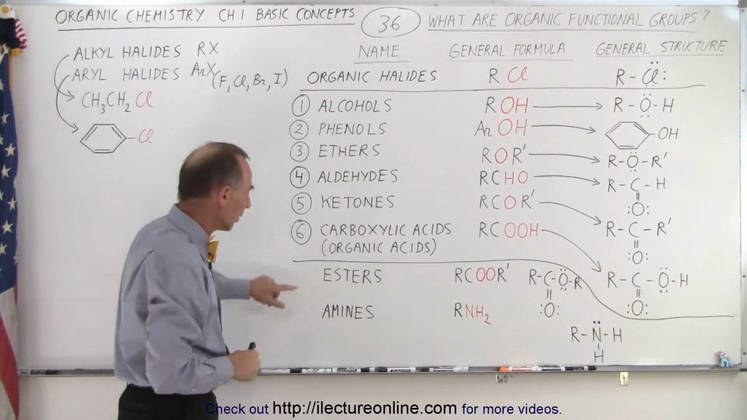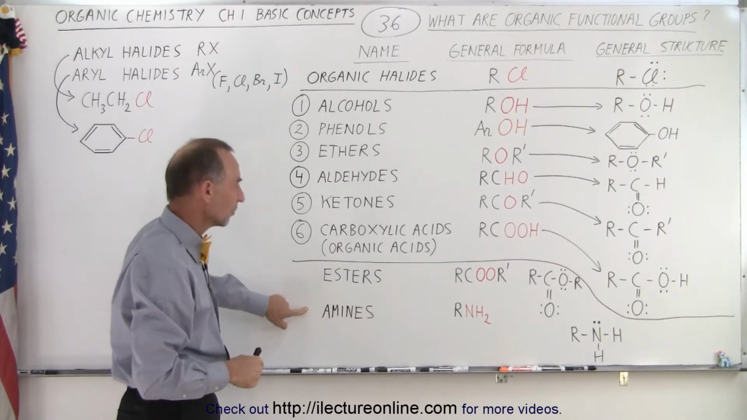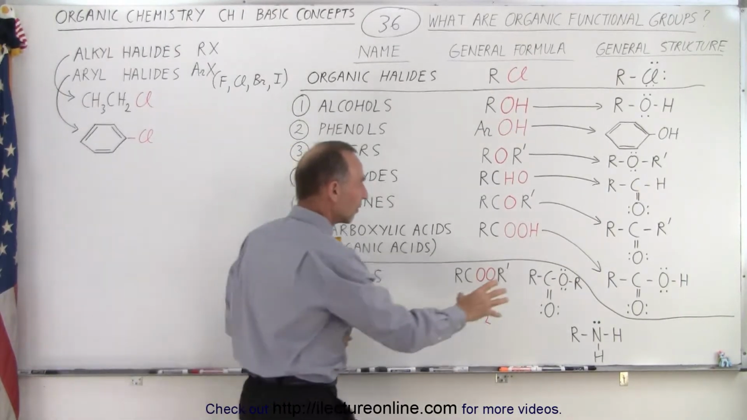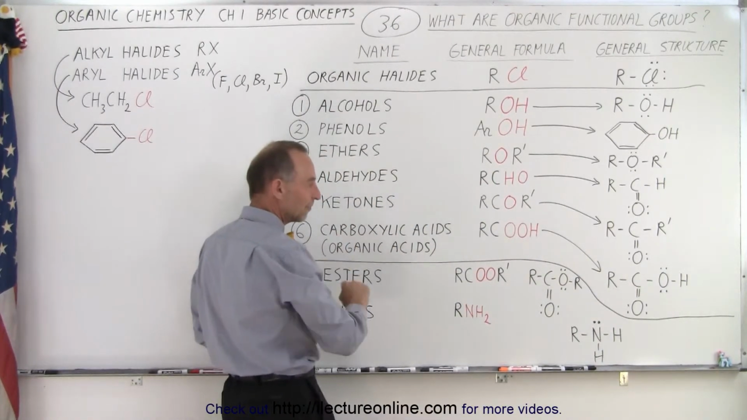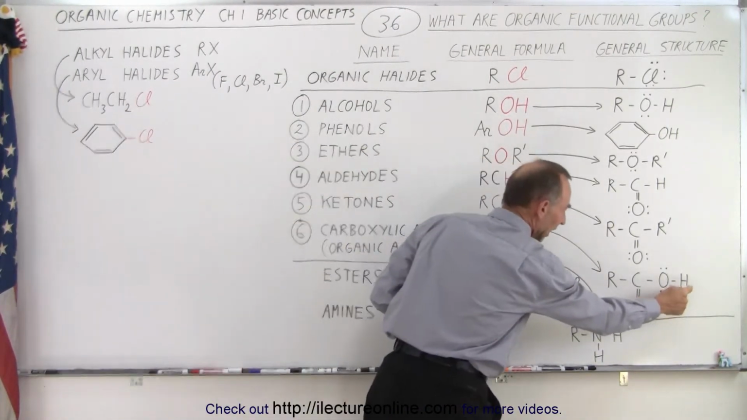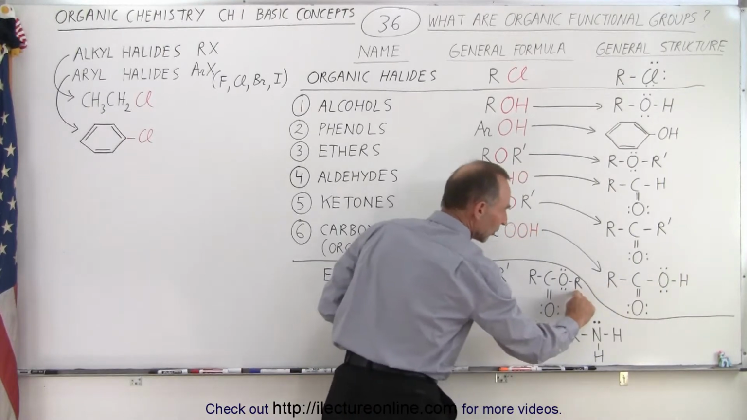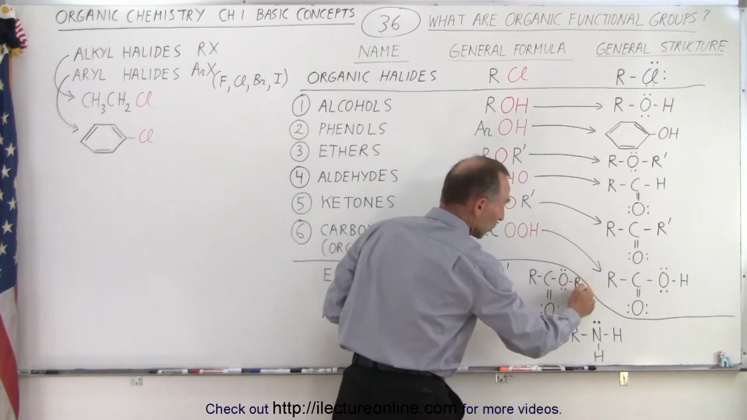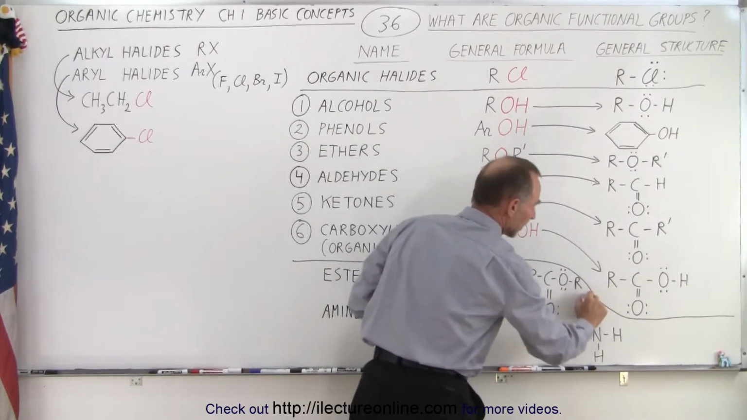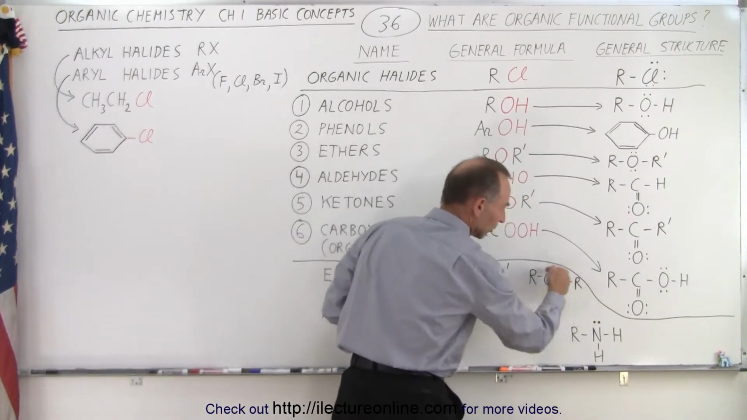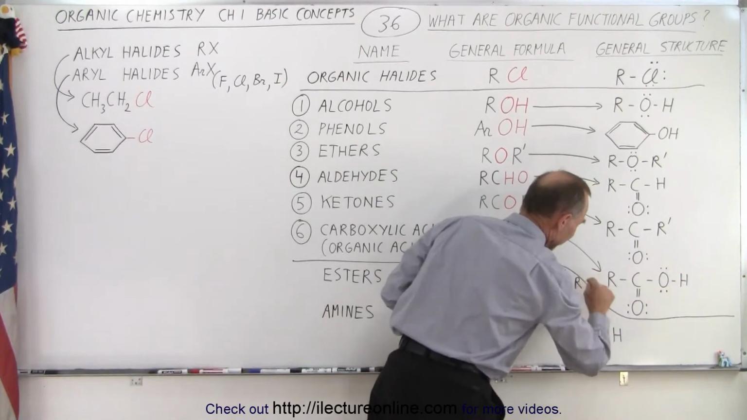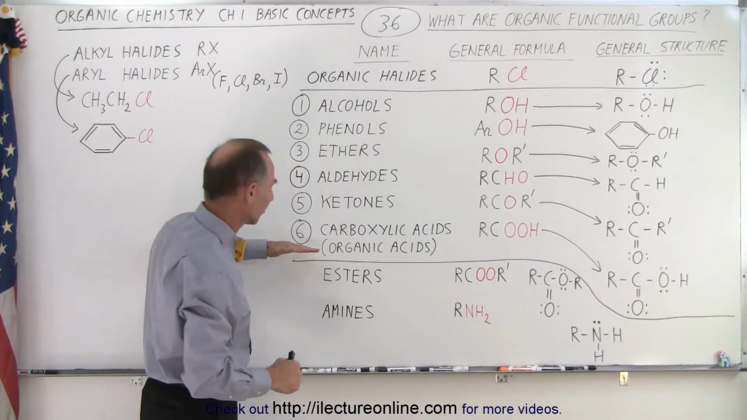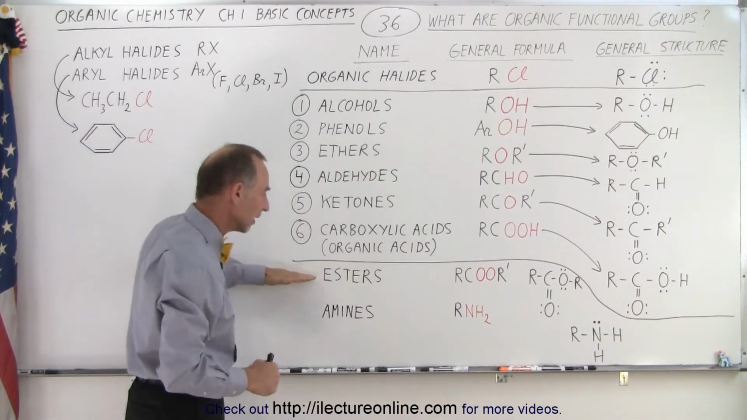Then there's 2 more. We have esters and amines. Now esters, notice they look very, very similar to the organic acids. The only difference is that instead of having a hydrogen at the end here, we have another string of carbons. Again, it could be 1, 2, 3, 4 carbons at the end here, but this part looks exactly the same as this, but instead of having a hydrogen there, we have another carbon string. So that separates the organic acids from the esters.